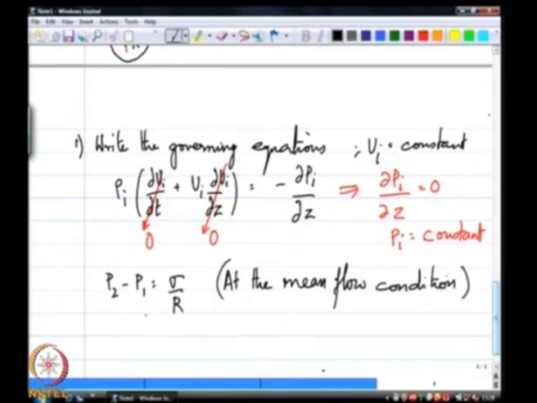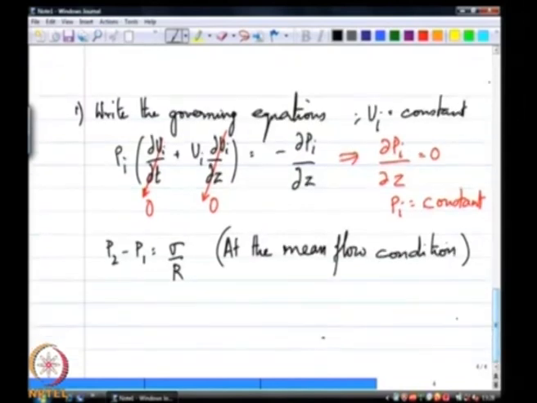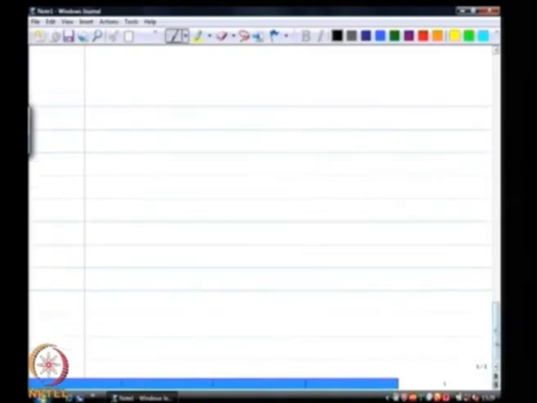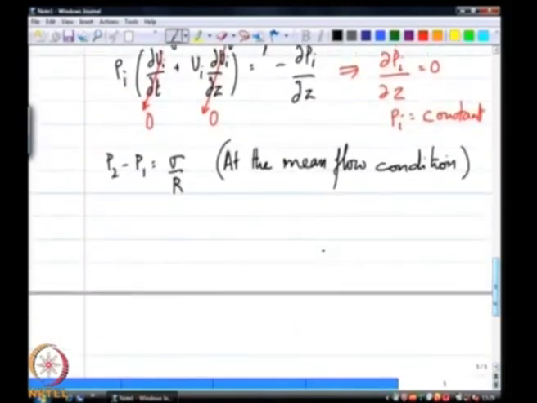the capital P 2, which is the pressure inside the liquid, is constant inside the liquid. P 1 is the pressure in the fluid outside, that is in itself constant, but P 2 minus P 1 has to be equal to this sigma over R, because of the surface tension pressure that occurs at the interface. So, let us just make sure we understand the physics of how this comes about.